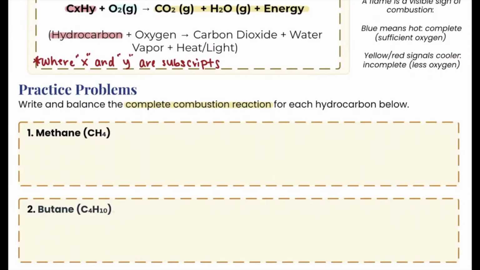But I digress. Now, what does a complete combustion mean? A complete combustion happens when there is a sufficient supply of oxygen gas. In other words, the hydrocarbon burns fully. So the first thing you want to do is write the skeleton equation. And in a combustion reaction, we always start with a hydrocarbon reacting with oxygen gas.